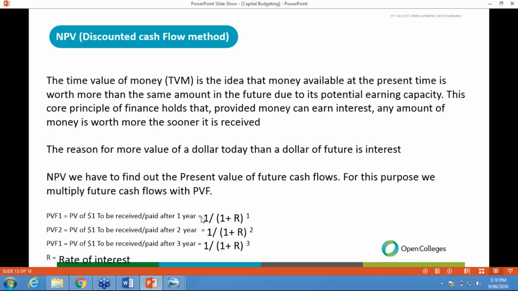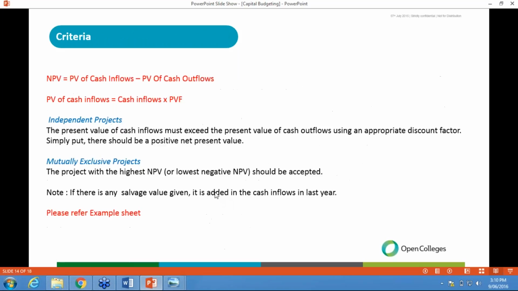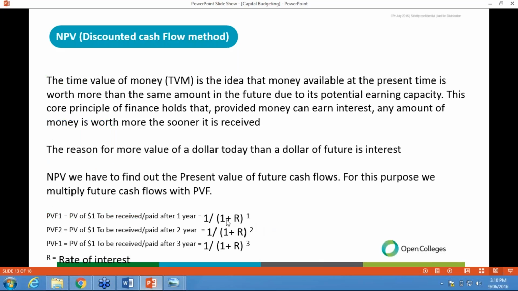One, how we can calculate present value factor. So the present value of $1 to be received after 1 year. How we can calculate present value of this $1 after 1 year? 1 divided by 1 plus R. R means interest rate. R is cost of capital. That is, for example, 10% in this case, and power 1. If you calculate this thing, 1 divided by 1 plus 10% power 1, it will give you 0.91.